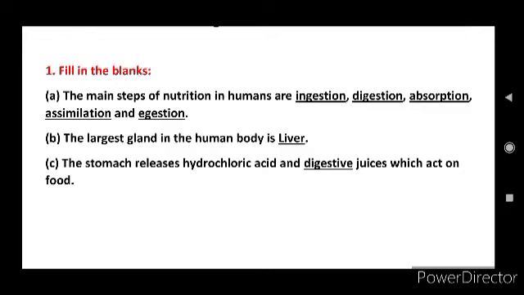This is also important. In that A question, the main steps of nutrition in humans are dash, dash, dash, dash and dash. So here the main steps of nutrition in humans are ingestion, digestion, absorption, assimilation and egestion. Ingestion means the process of taking food into the body, right? And next after ingestion, what happens? Food will digest inside our body, right?